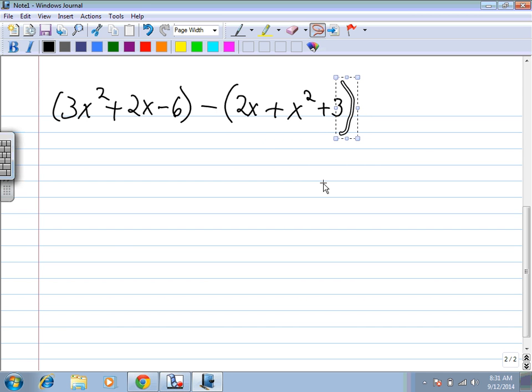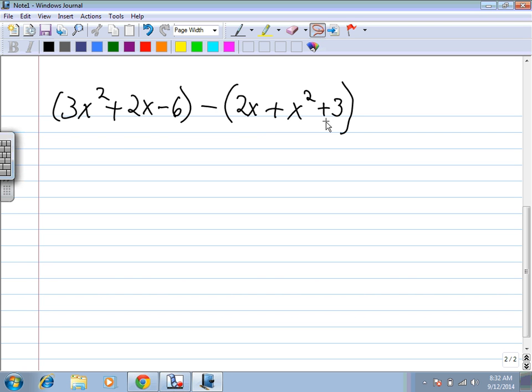Everything in those parentheses, the sign needs to change. So if I'm this 2 right here, is it a positive or a negative 2 right now? Positive. It's positive 2. So it's going to need to change to a what? Negative 2. How about this x squared? Positive or negative? It's positive, so it'll need to change to negative.